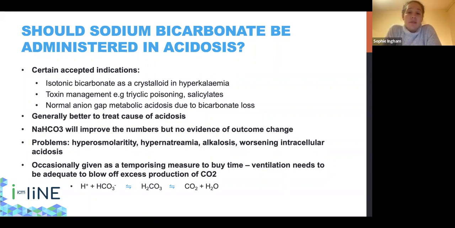So in certain circumstances, yes, it's something that you would discuss with the consultant. But generally, if somebody is not improving with initial management of their metabolic acidosis, then consideration of renal replacement therapy and treating the underlying cause is the mainstay of treatment.